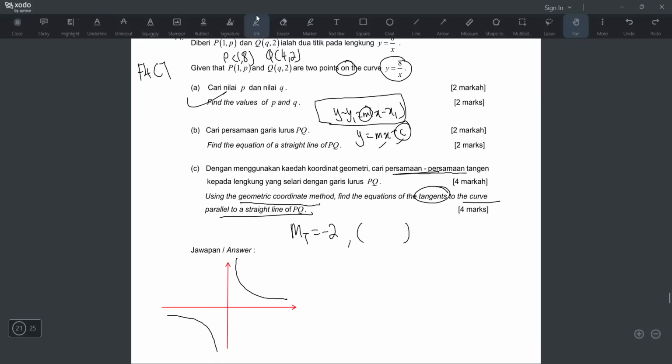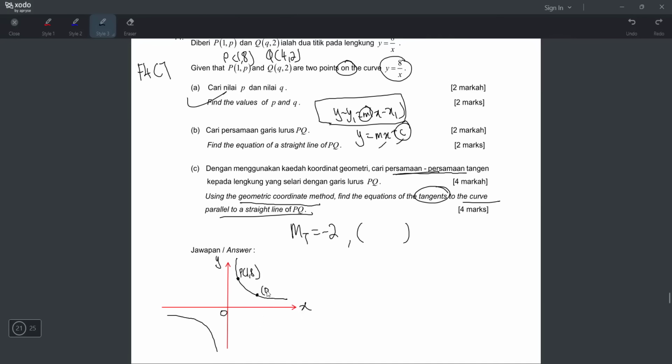We do know that the point P and point Q is on the curve, right? It's on the curve. And since it's 1, 8, so definitely on this corner right here. Because positive number, both positive. So 1 is like lebih kurang here lah. And then 8 maybe is like lebih kurang here lah. Point P 1, 8. And then point Q is further right because it's 4 mah. And then it's lower a bit. So it's like something like that. Q 4, 2.